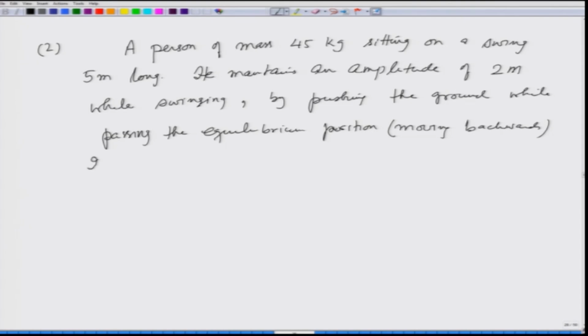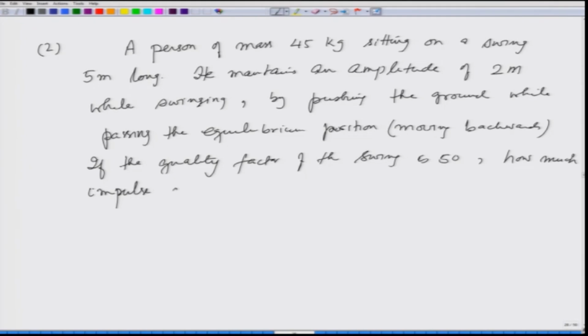If the quality factor of the swing is 50, how much impulse does the person impart during pushing?